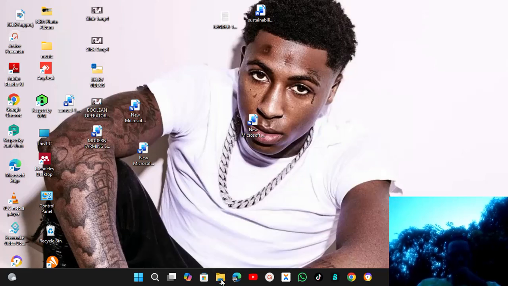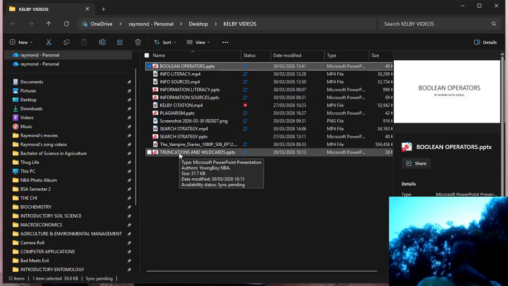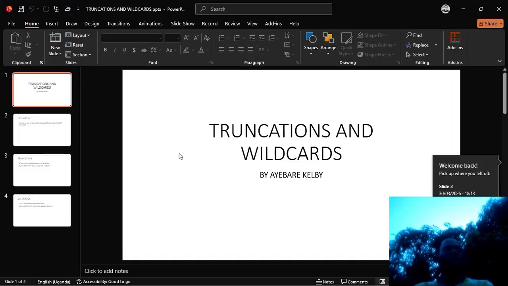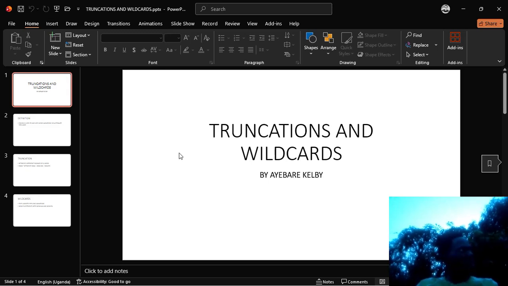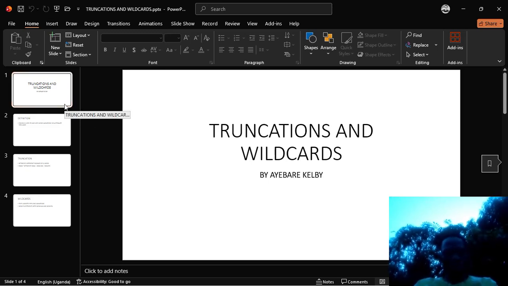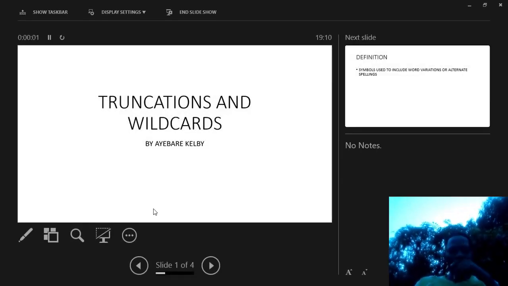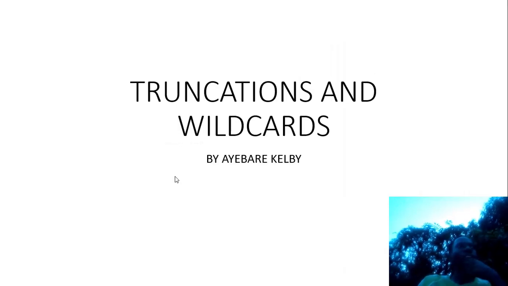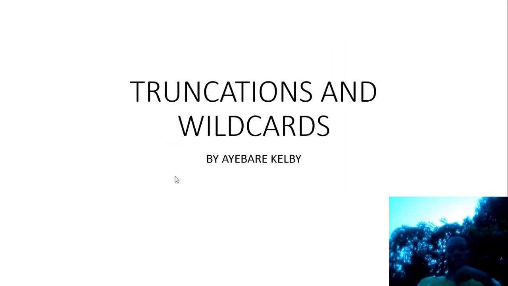So it is somewhere here. I've prepared it in slide format, and that's how you're going to know what the word truncation means, what the word wildcard means, whatever they do. So this is the first slide. It is showing what you're going to study about truncations and wildcards, as mentioned earlier. Presentation by me, Everett Kelby.